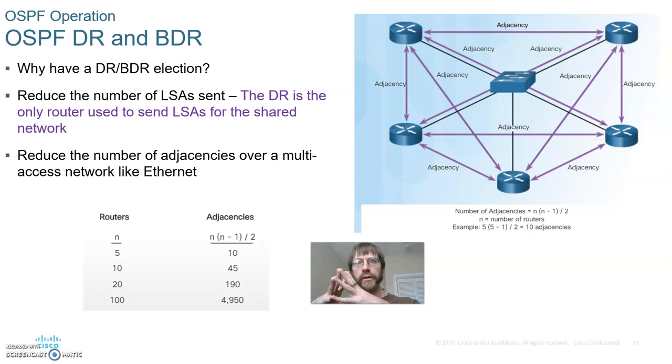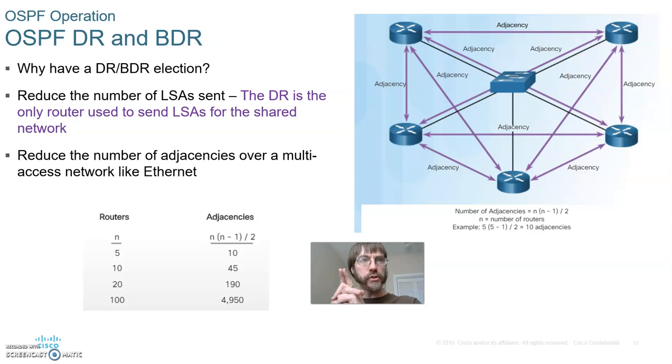We need to build DR-BDR relationships in a multi-access network because of the math of full meshes. For n routers, there are n times n-1 over 2 possible adjacencies. So with 3 routers, there are 3 adjacencies. With 4 routers, there are 6 adjacencies. With 5 routers, there are 10 adjacencies. With 20 routers, there are 190 of them. Now, that's a lot of LSAs bouncing around back and forth. That's a lot of overhead on the network and a lot of unnecessary, frankly, topology computation.